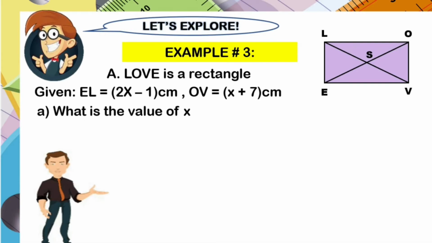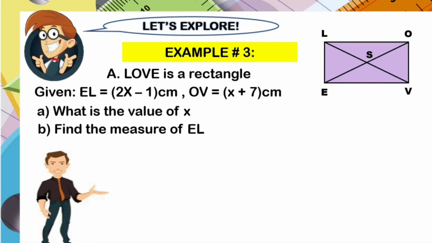For our third example, quadrilateral LOBE is a rectangle. Given side EL is equals to 2x minus 1 centimeter and side OB is equals to x plus 7 centimeter, find the value of x and the measure of side EL.